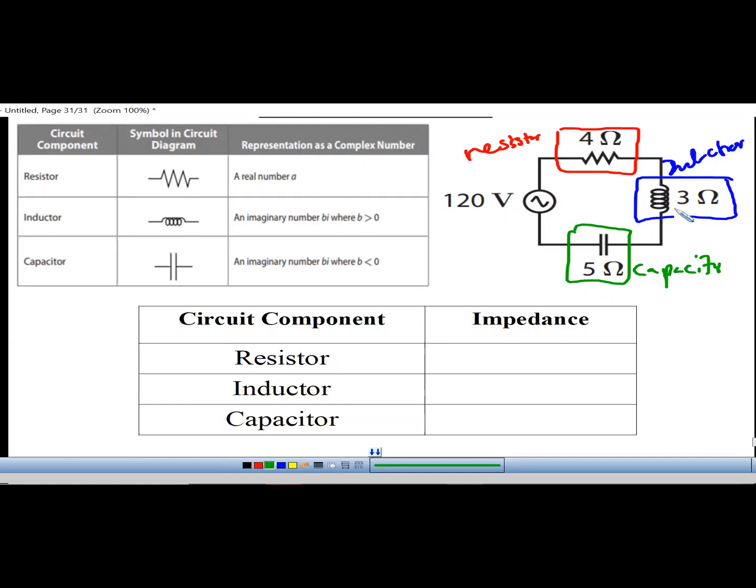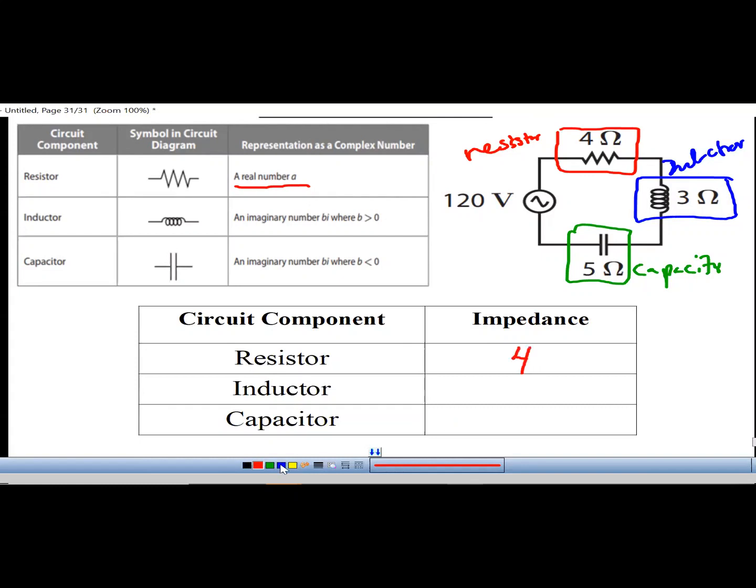Okay. And now notice, now they give us impedance. The impedance for the resistor is 4 ohms. The impedance for the inductor is 3 ohms. And the impedance for the capacitor is 5 ohms. So we're going to write that with complex numbers here in our table. Let's start with the resistor. The resistor, they give me 4 ohms, but it says here in our table that it's represented only with a real number. So what is the real number that I can write that with? 4.